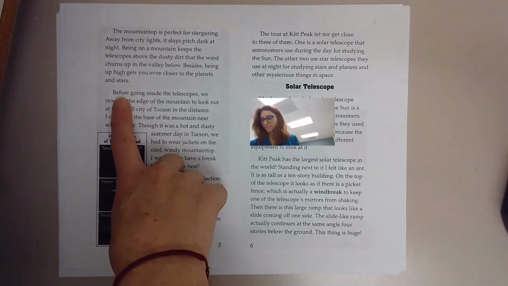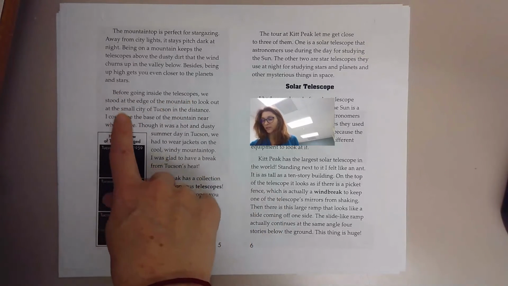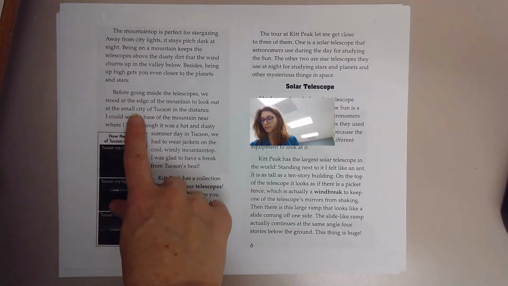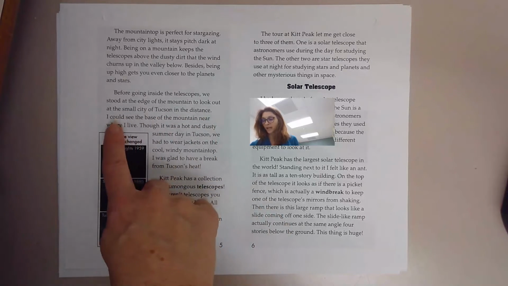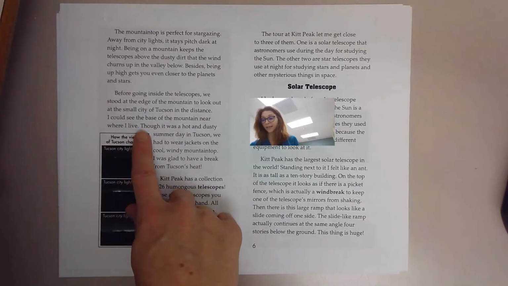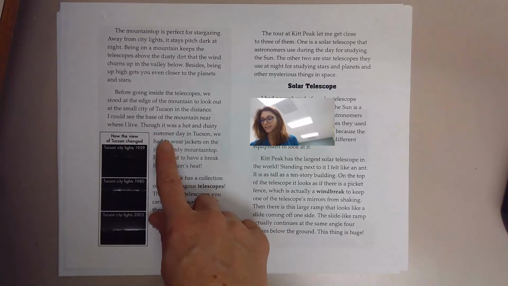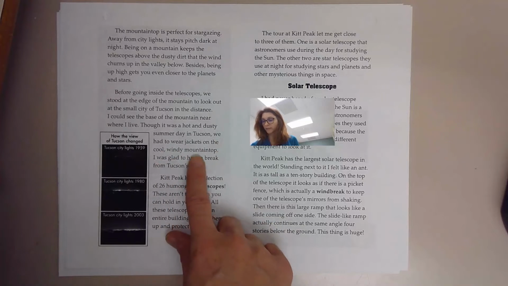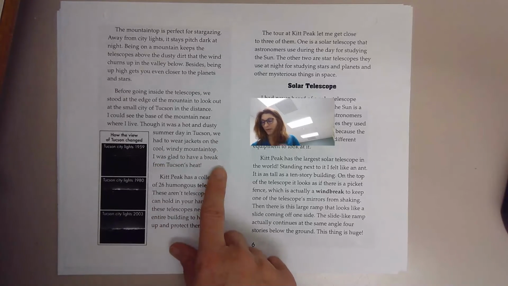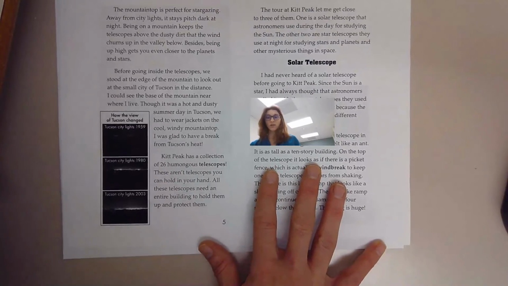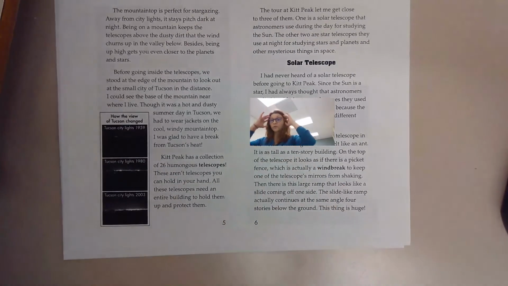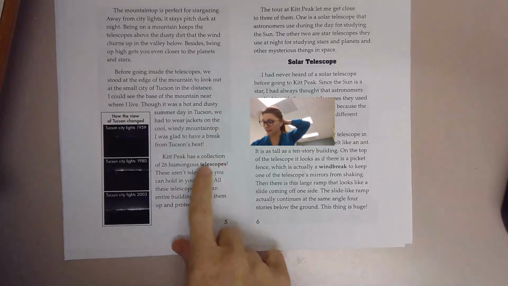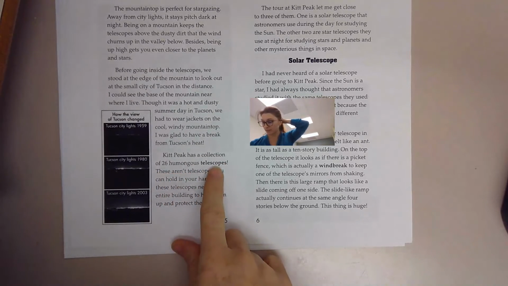True. Before going inside the telescopes, we stood at the edge of the mountain to look out at the small city of Tucson in the distance. I could see the base of the mountain near where I live. Though it was a hot and dusty summer day in Tucson, we had to wear jackets on the cool, windy mountaintop. I was glad to have a break from Tucson's heat. Tucson, in Arizona, is usually quite warm, but up on top of the mountain, it's cooler up there. Kitt Peak has a collection of 26 humongous telescopes.